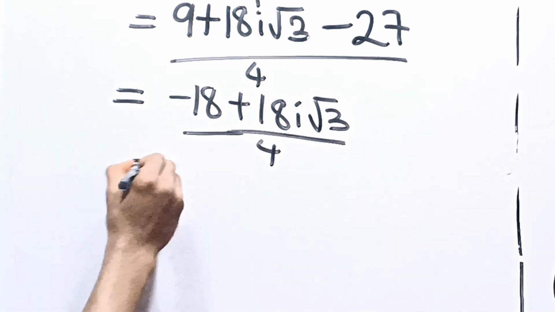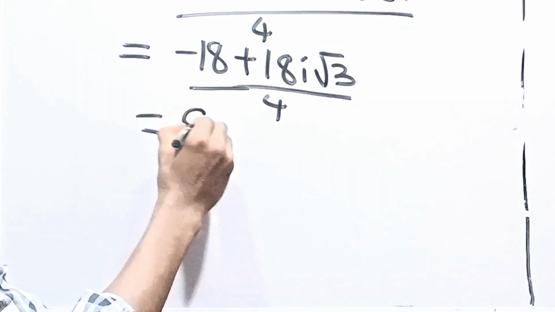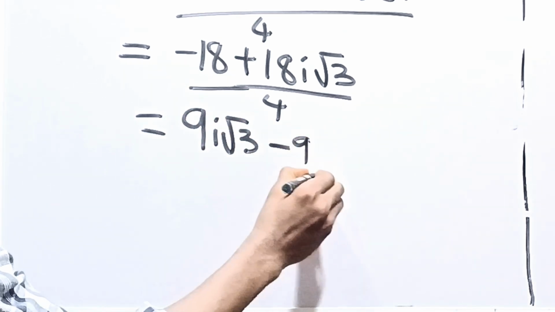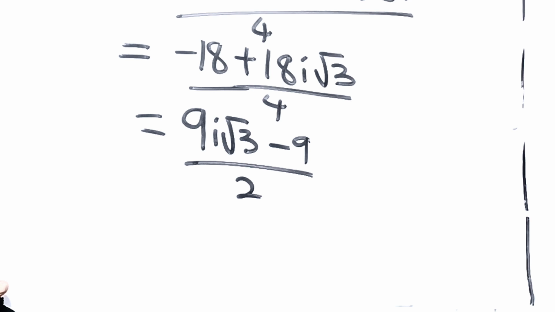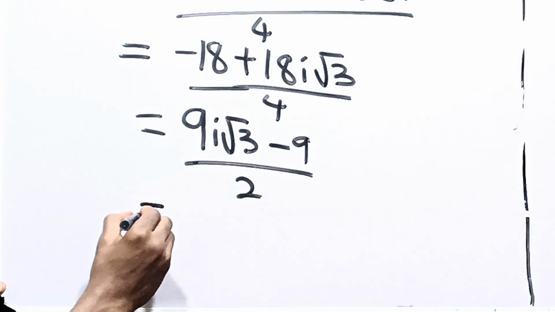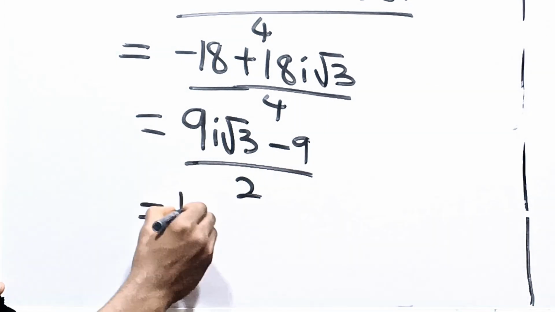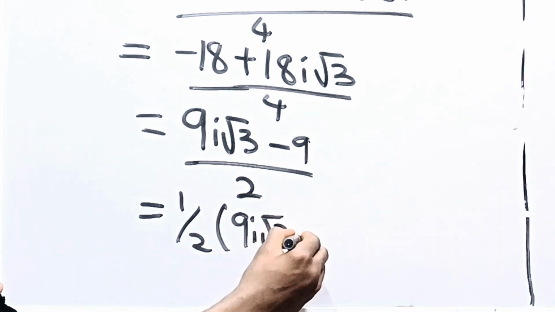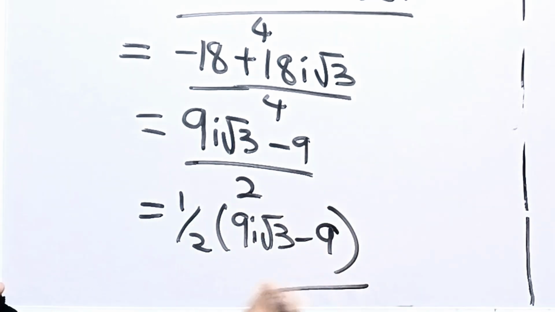Now this becomes equal to 9i root 3 minus 9, divided by 2. So this can boil down to half into 9i root 3 minus 9. So this is our x3.